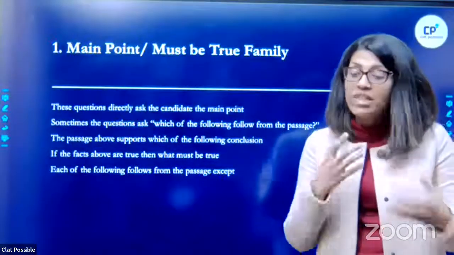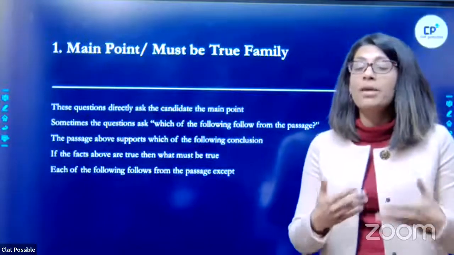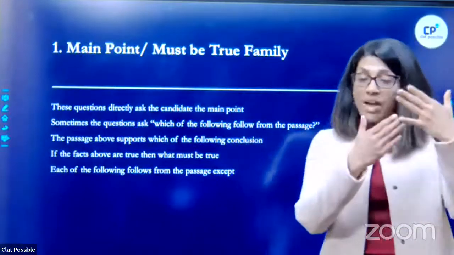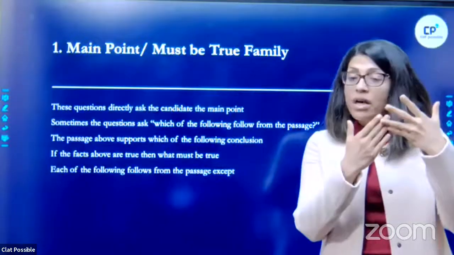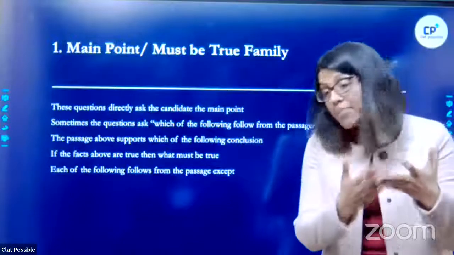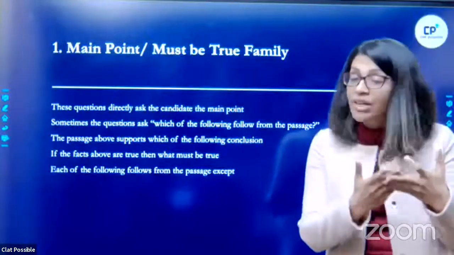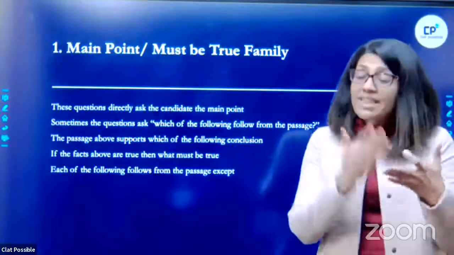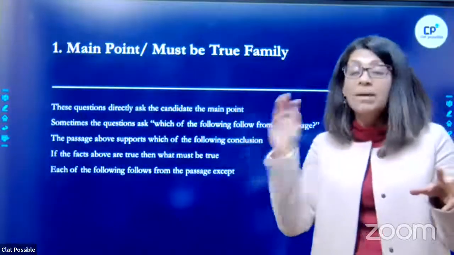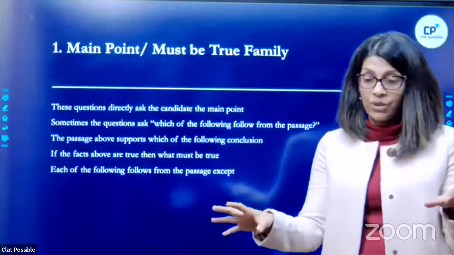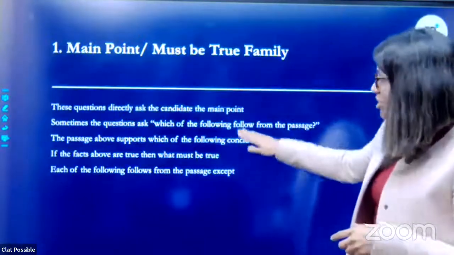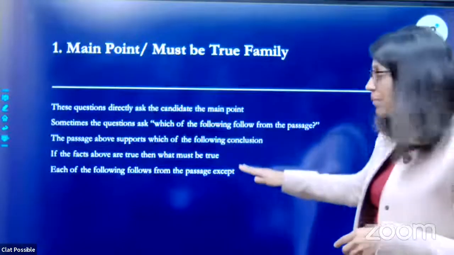So many times this type of answer is an answer in the main point or must be true family. So you have either summary answers here, conclusion answers here, or inference answers here. Here the inferences can be seen as general commentary as well. So this type of answer is very distinct from evidence family answers and method of reasoning questions. So if you have copied all this, these are the question types for which I am discussing the answer.